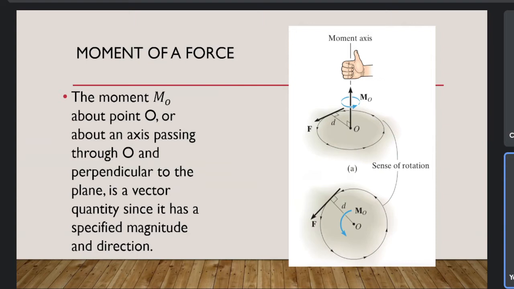The moment MO, or the moment about the point O, or about the axis passing through O and perpendicular to the plane, is a vector quantity, as I mentioned a while ago, since it has both specified magnitude as well as direction. The direction comes from the force indicating certain directions. The moment also derives its direction from the direction of the force.